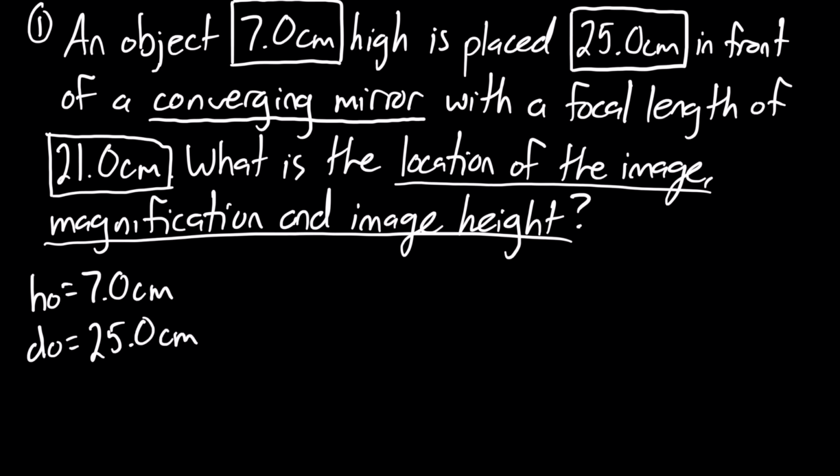And finally, we also know the focal length, and that is 21.0 centimeters, and it is a converging mirror, so that will be a positive value. Make sure we take note of that. Now the first thing we should solve for is the location of the image, so we can solve for DI.